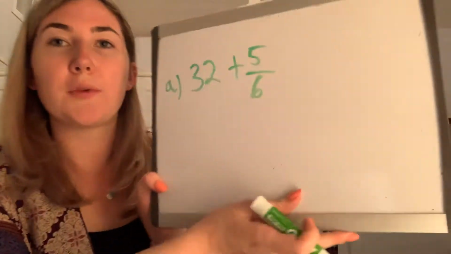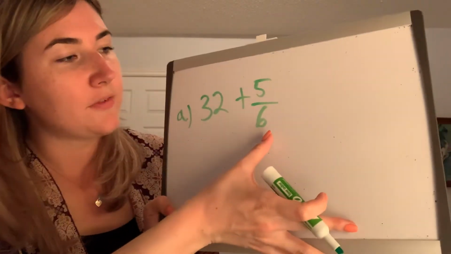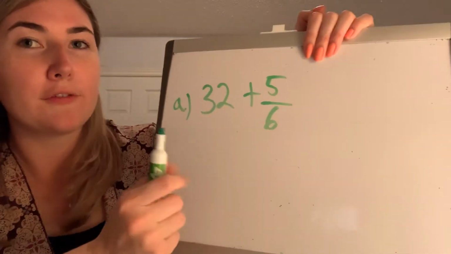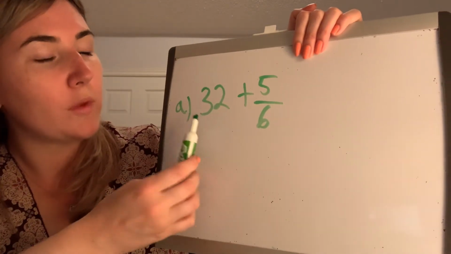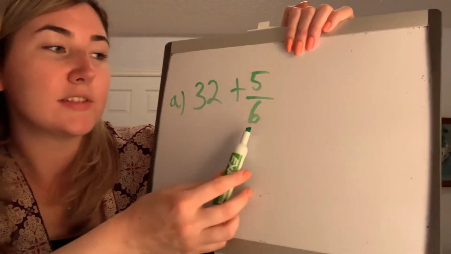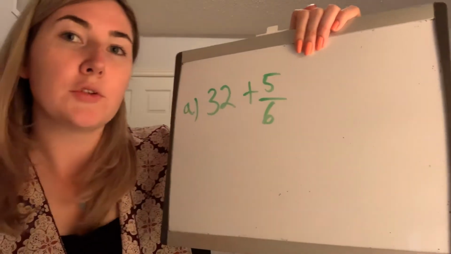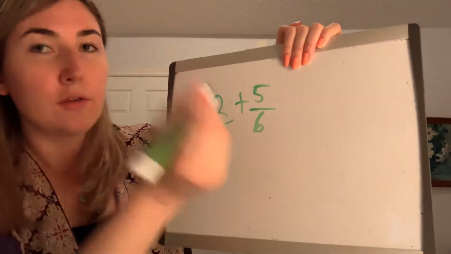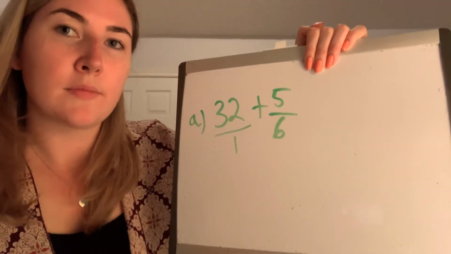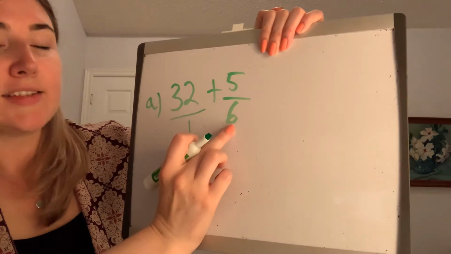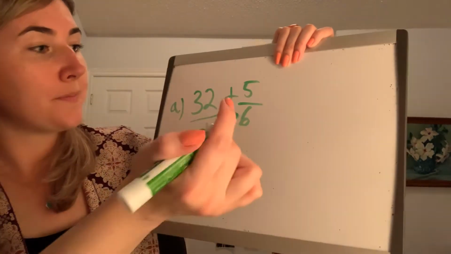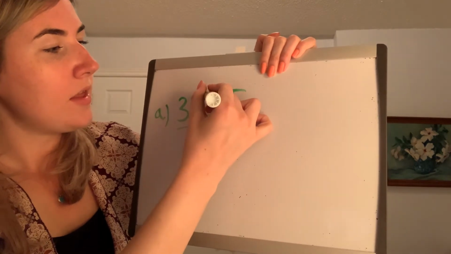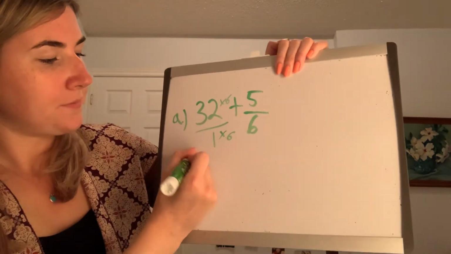All right, so we have 32 plus 5 over 6. So remember, our first step is to always make sure that we are adding fractions that have the same bottom number. So right now, our whole number has a bottom number of 1. But we need to make sure that it has a 6 in order for us to add. So we need to multiply this by 6 and 32 by 6.